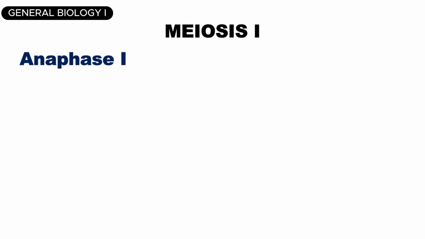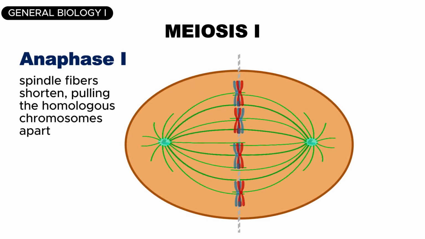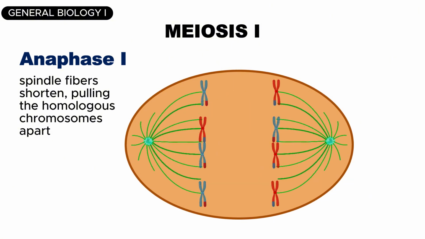During anaphase 1, the spindle fibers shorten, pulling the homologous chromosomes apart toward opposite poles of the cell. This separation reduces the chromosome number by half, with each pole receiving one chromosome from each pair. Importantly, the sister chromatids remain attached at their centromeres during this phase, setting meiosis apart from mitosis.